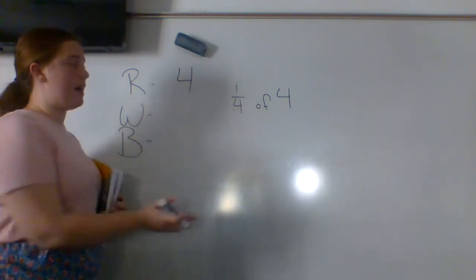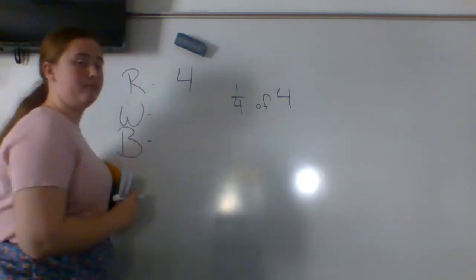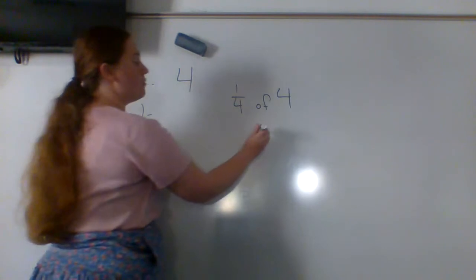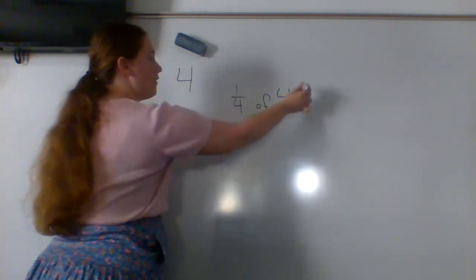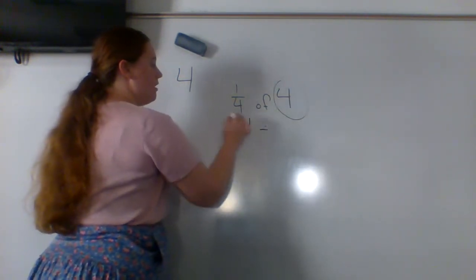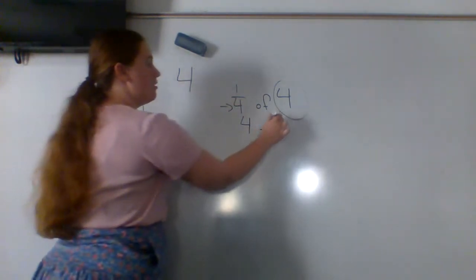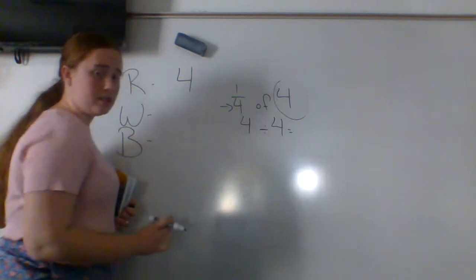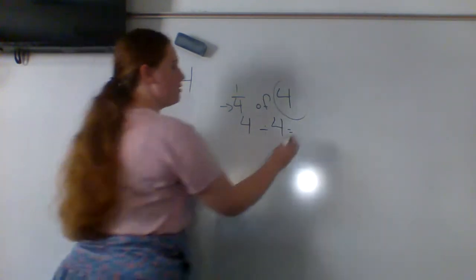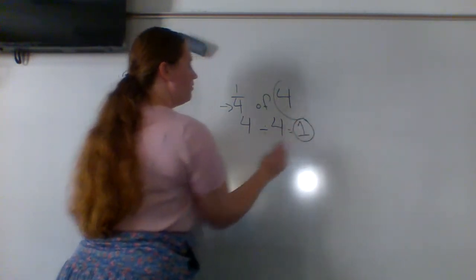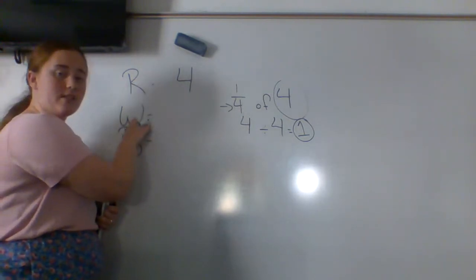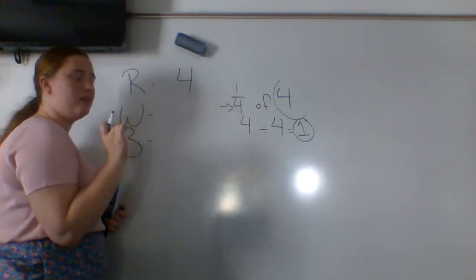What do I do when I have 1/4 of 4? Right, I'm going to divide. I'm going to take this number and divide it by the denominator of this fraction. So 4 divided by 4 equals, right, 1. So how many white pairs of socks does she have? It's just 1.